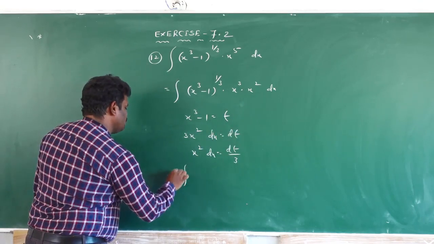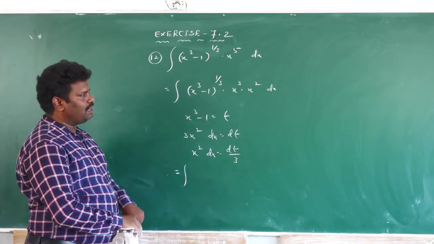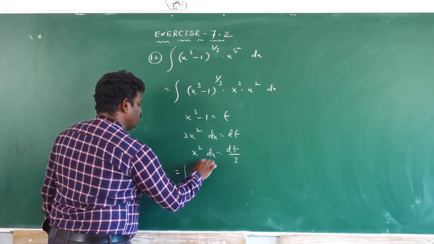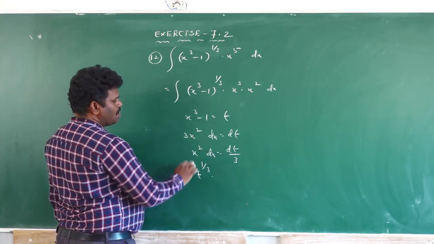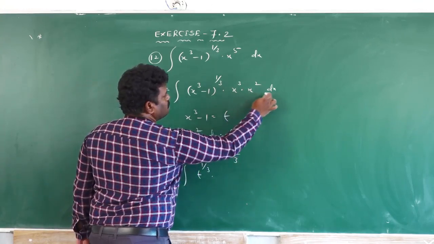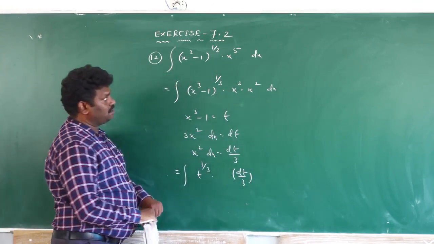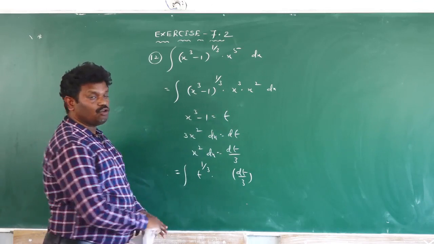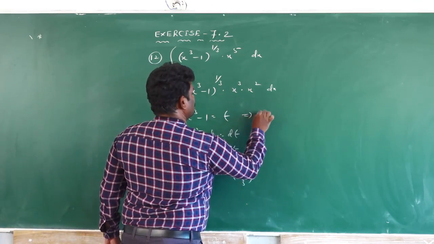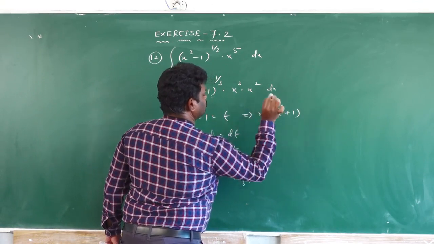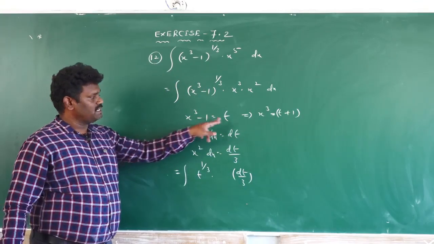Now we substitute these values in the above integral. x cube minus 1 is t, so what do we have here? t power 1 by 3 into x square dx, and instead of these two we write dt by 3. Next, here x cube is there. What is x cube from that equation? x cube is equal to t plus 1. Correct? Since x cube minus 1 is equal to t.